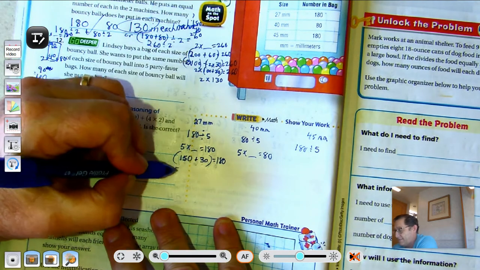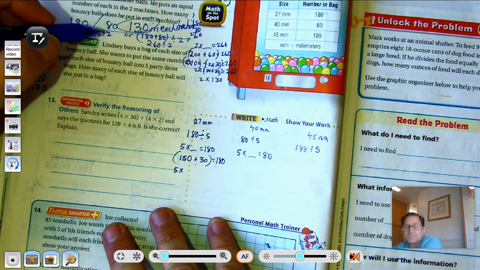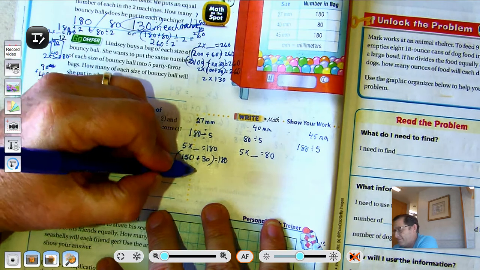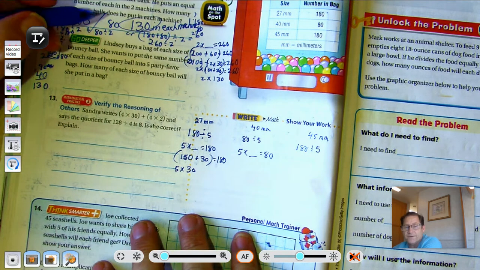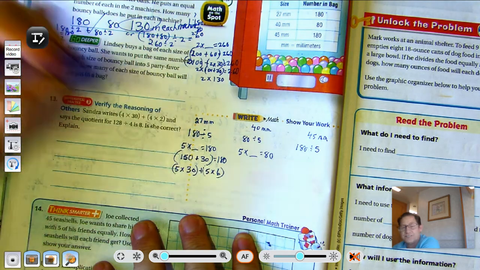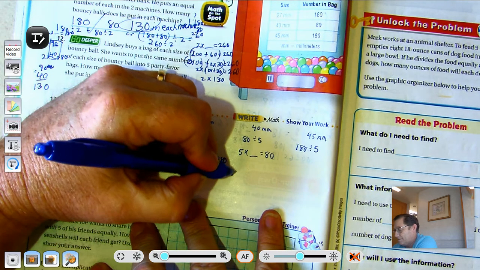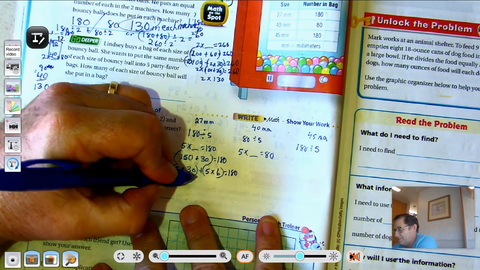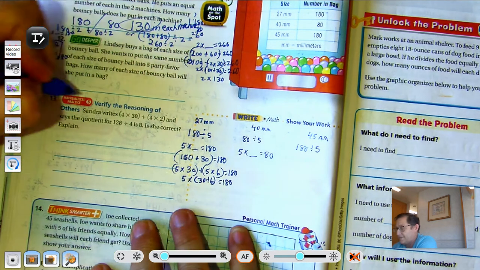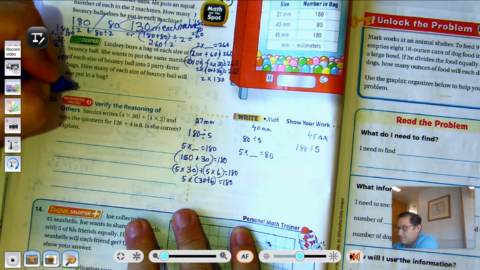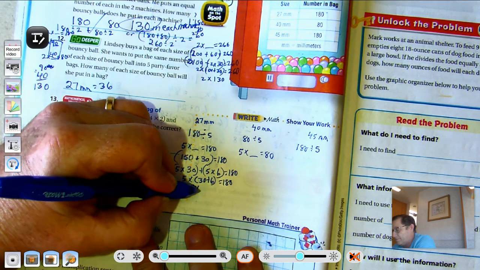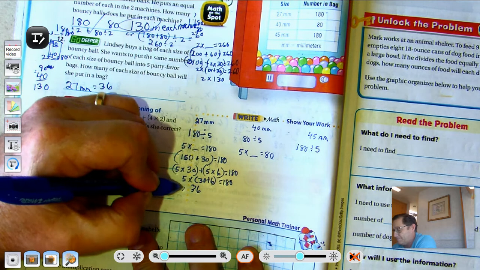So 5 times what is 150? Well, what's 5 times what is 15? 3, right? So 5 times 30 is 150, plus 5 times 6 is 30. So we get 5 times the sum of 30 plus 6. So 36 bouncy balls that are 27 millimeters.